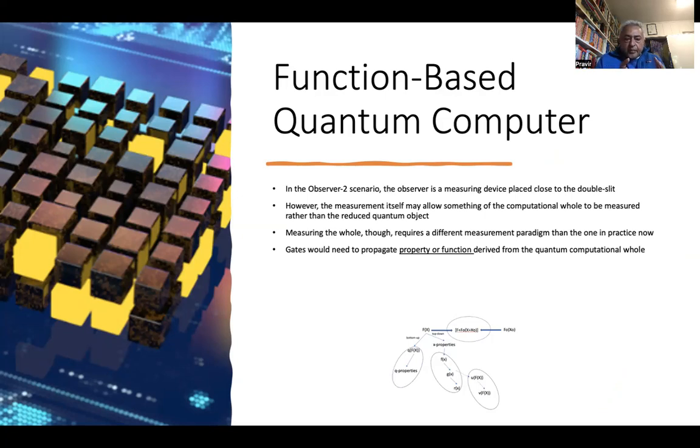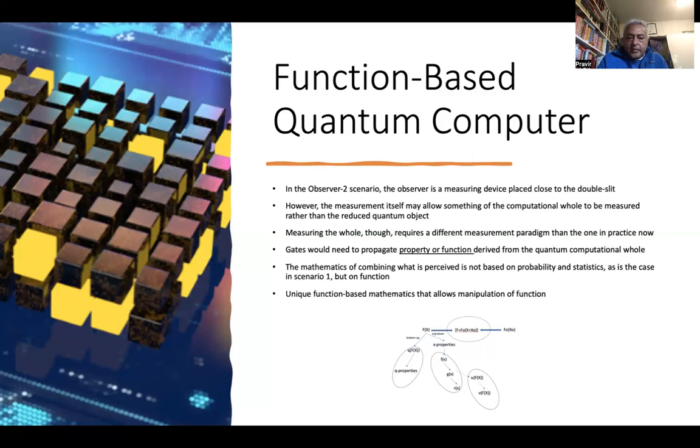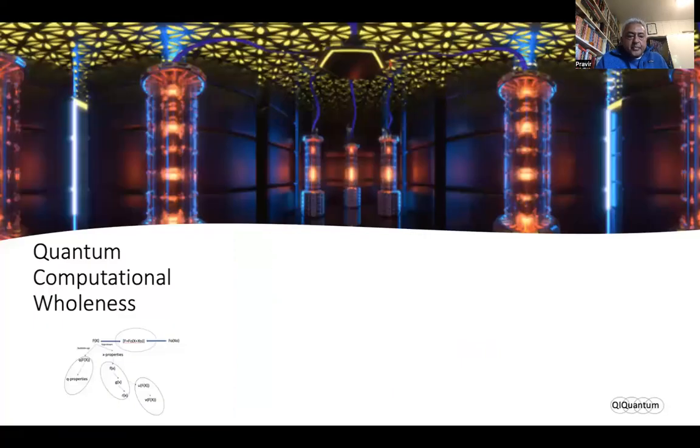And the possibilities of this are essentially taking the whole of what silver represents and then computing with that to combine them, say, with what gold represents, and bringing something different forward. So that's the function-based quantum computer. And the mathematics would not be based on probability and statistics, but would have to be based on function. So there's a function-based mathematics that would be required. And the gate structure and logic would also be built on this.